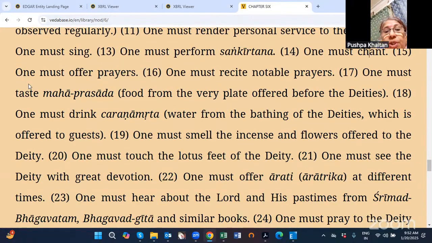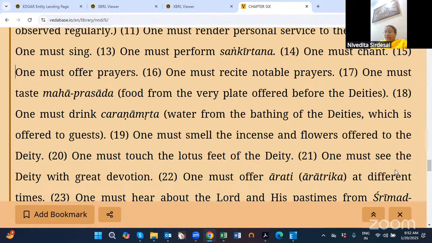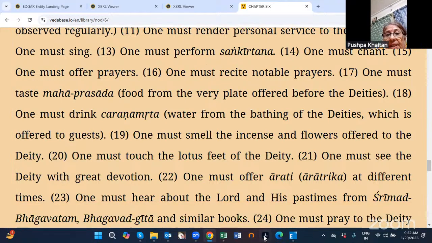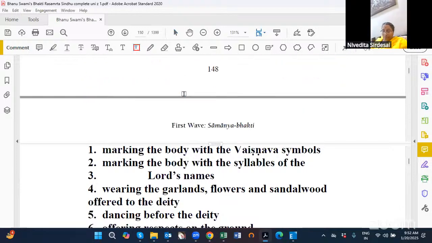I think up to 14, Mataji. Wait, I was just saying that. No. One must chant. Okay. That is, two shlokas.